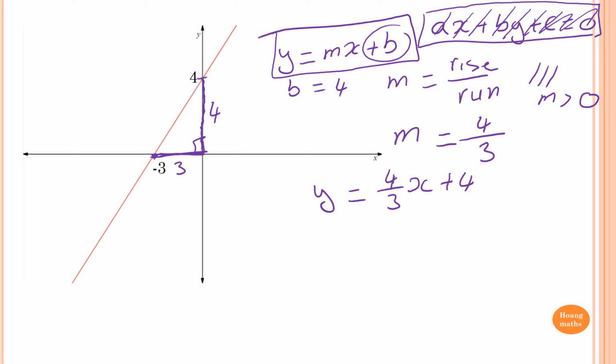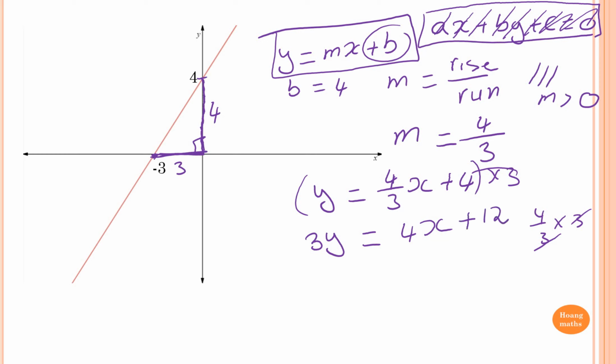So, get rid of the fraction first. I times by 3. So 3 times y is 3y. Then 3 times 4 over 3 becomes 4, but 4x. Just like 4 over 3 times 3, you cancel out. Gives me 4. So 4 times x, 4x. 3 times 4 is 12. So add 12. See? Now I just make it into this form.